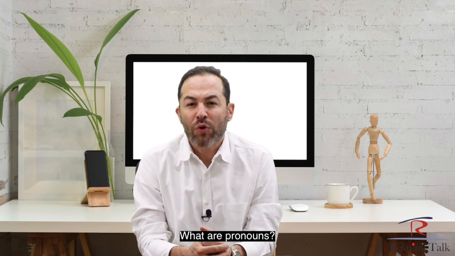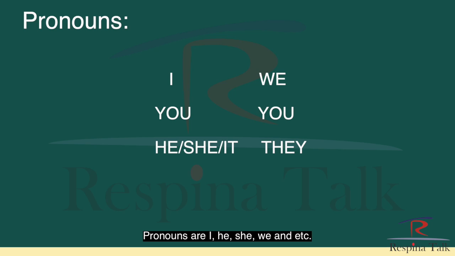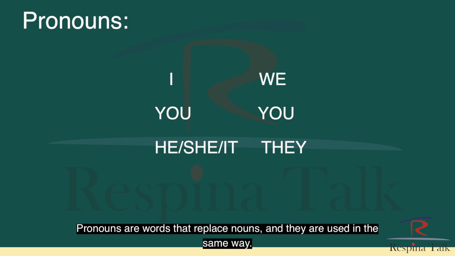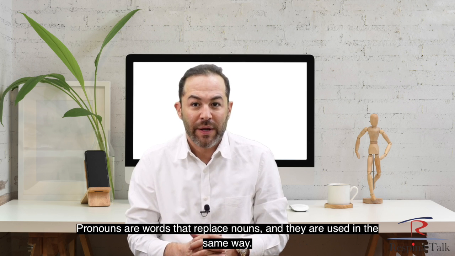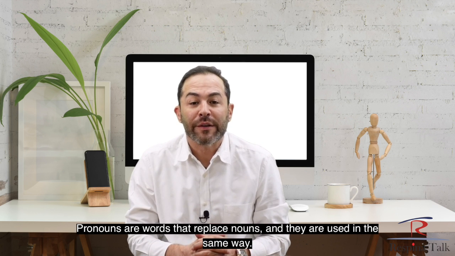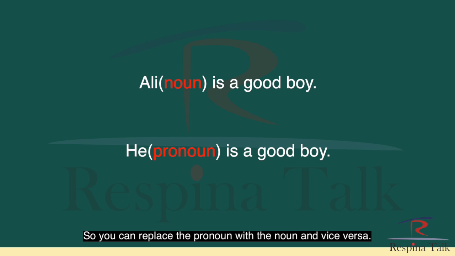Now, what are pronouns? Pronouns are I, he, she, we, and etc. Now, pronouns are words that replace nouns, and they are used in the same way. So instead of saying Ali is a good boy, you can say he is a good boy. So you can replace the pronoun with the noun and vice versa.